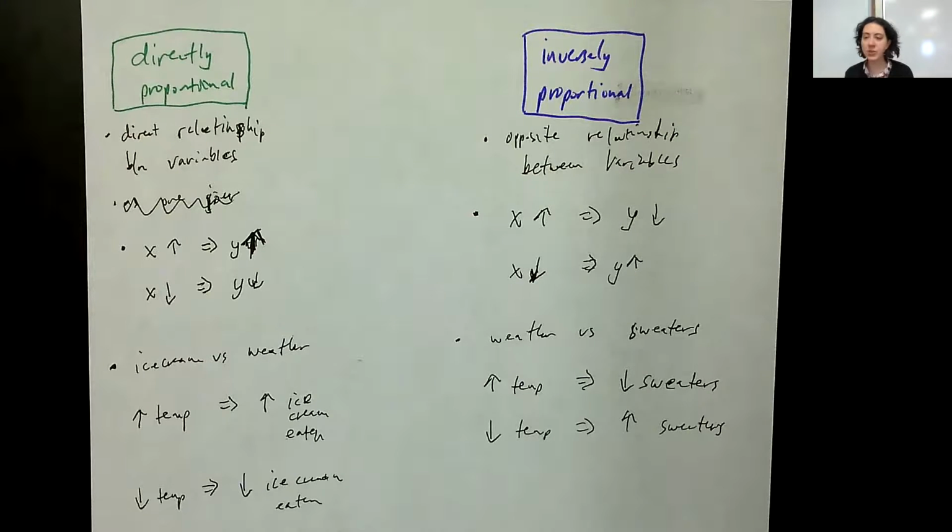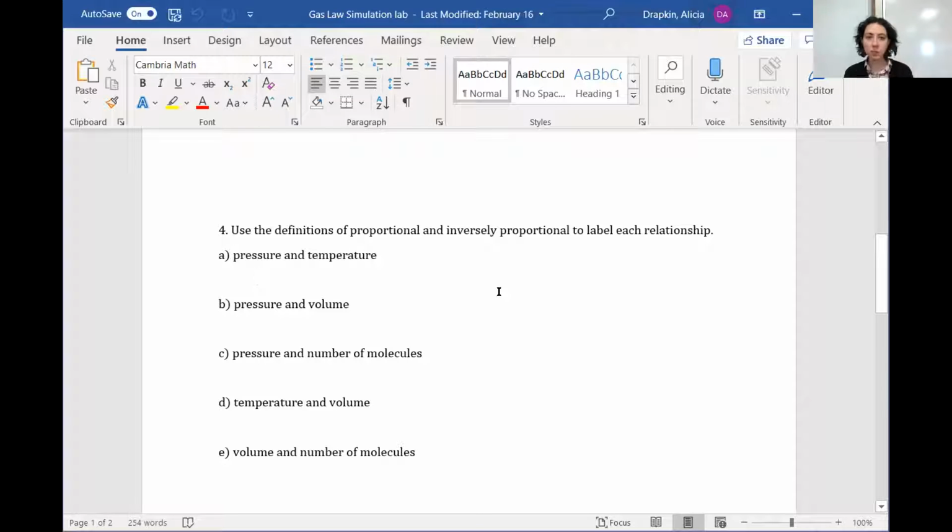So what we need to do for all of the relationships between variables that I've given you, we have to decide, are those two direct or inversely proportional? So let's go back to our worksheet, to our lab sheet. So at this point, I think we have enough data to answer one.